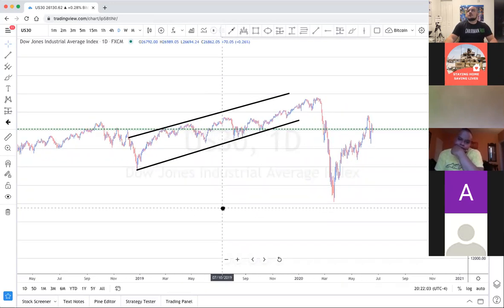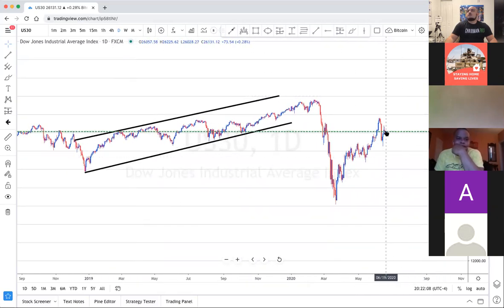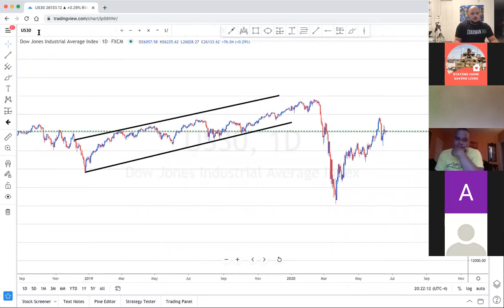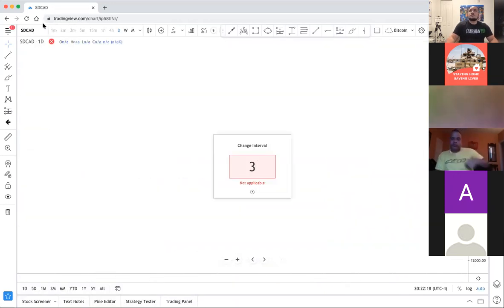This is the U.S. stock market, guys. What's going to happen next? I don't know, but could be another drop. We'll see. Let's go to a Forex pair.